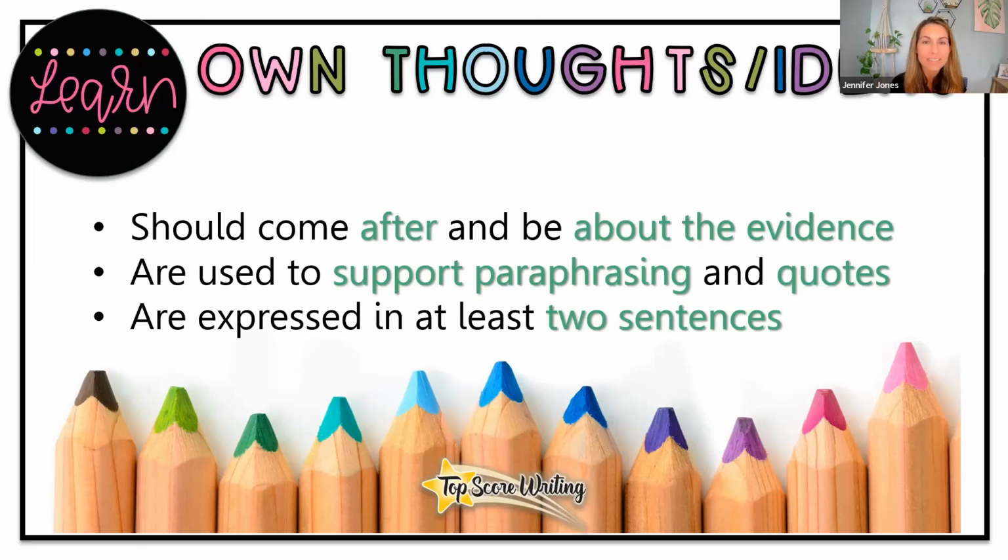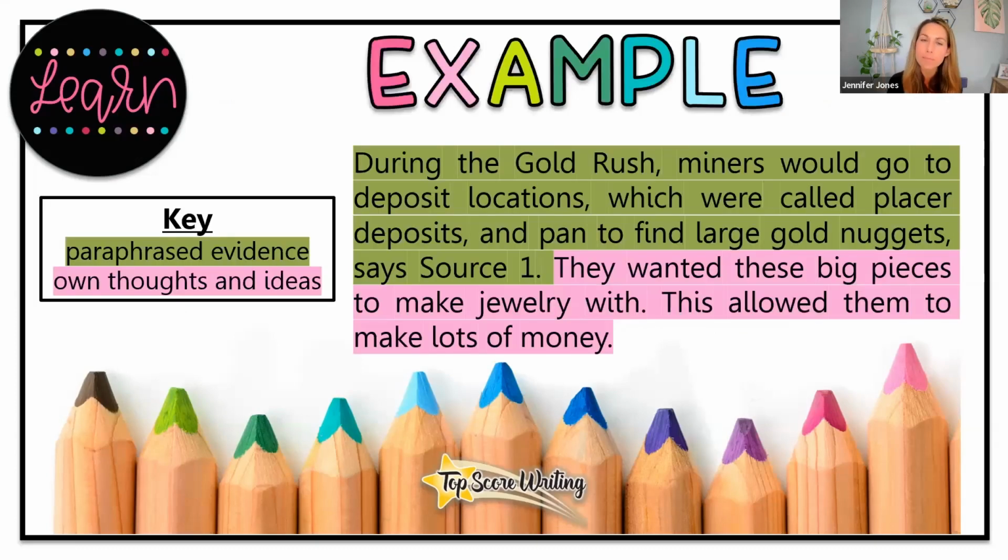Those 1 sentence own thoughts and ideas are basic. Okay, we're striving for more in the middle school level. We really want to share our thought process with our reader. And in order to express an in-depth thought, in order to express it clearly, you're going to need to write at least 2 sentences. Otherwise, a 1-sentence own thought and idea tends to be rather basic. So always write 2 or more sentences when you are discussing or elaborating upon the evidence. So let's look at some examples.